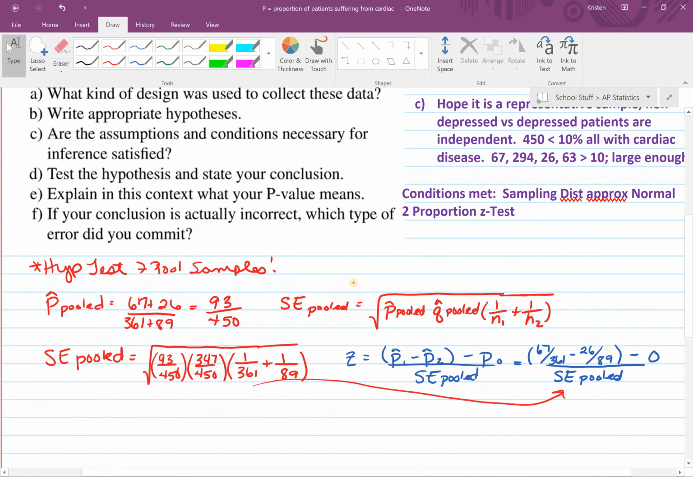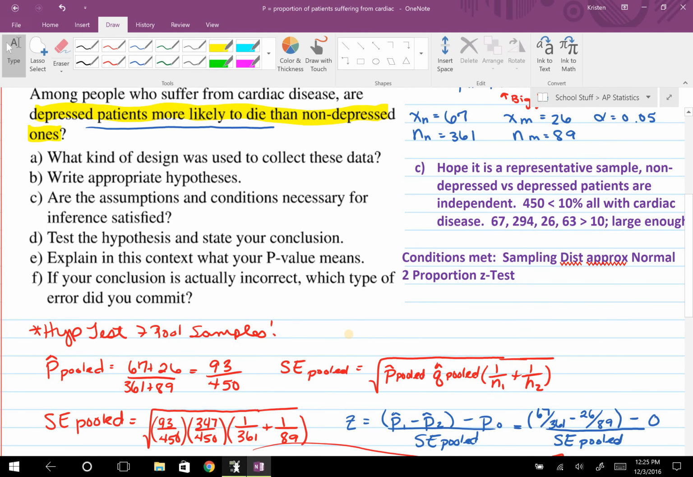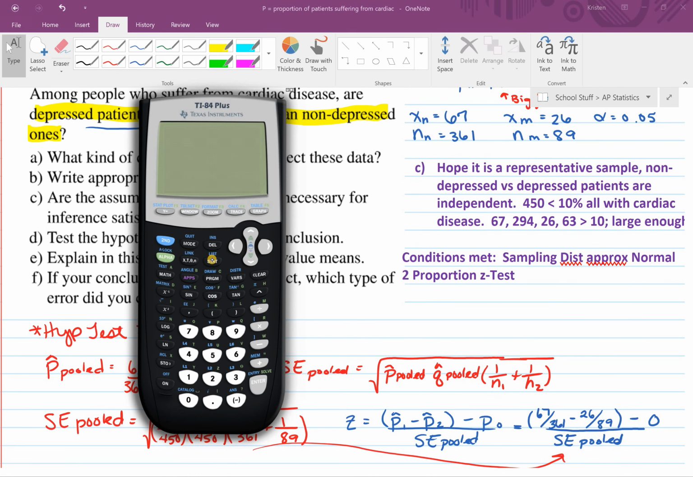So I'm going to leave this up here so I can see some of my numbers to start with. I'm going to grab my calculator. And this is where we start to love our calculators. They make life so much easier. So I'm going to go through and do a 2-proportion z-test. Okay, my number of successes for the first group, total number in my sample size, successes in the second group, sample size for the second group.